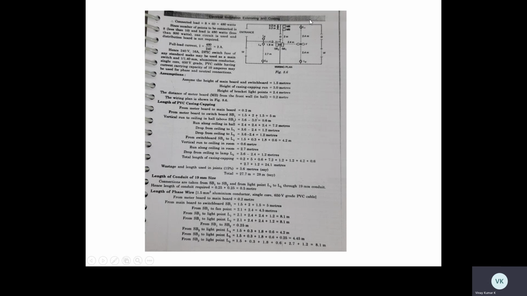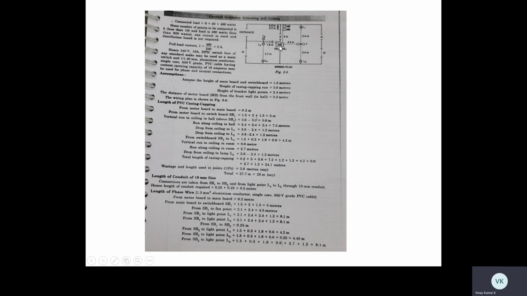From switchboard 1 to lamp 1, I will pass the phase wire through this conduit itself: 2.1 meters, 2.4 meters, 2.4 meters and a drop of 1.2 meters. From SB1 to lamp 2, same here: 2.4 meters, 2.1 meters, 2.4 meters, 1.2 meters. From SB1 to SB2, this is the wall. Normally the wall size is about 0.25 meters from SB1 to SB2. Okay. From SB2 to lamp 4, lamp 5, lamp 3.